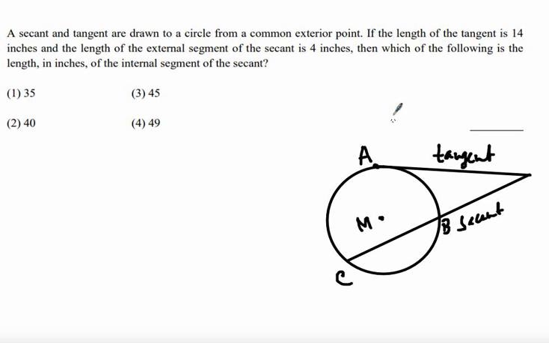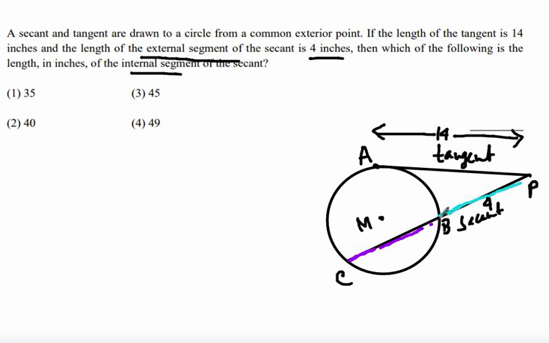Okay, now what information do we know? We know the tangent is 14 inches, and this is the point P where the secant and the tangent would meet. So the length of the tangent is given, 14 inches long. Now we have the external segment of the secant. Here's a secant, the external segment is this segment, and its length is given, which is 4 inches. Okay, and we need to find the length of the internal segment. So the internal segment would be this segment from C to B or B to C.